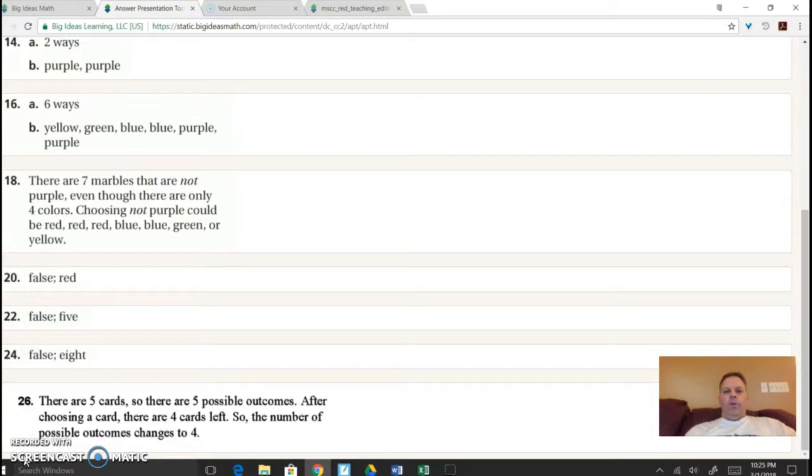I have also included number 26. There are 5 cards, so there are 5 possible outcomes. After choosing a card, there are now 4 cards left, so the number of possible outcomes changes to 4.